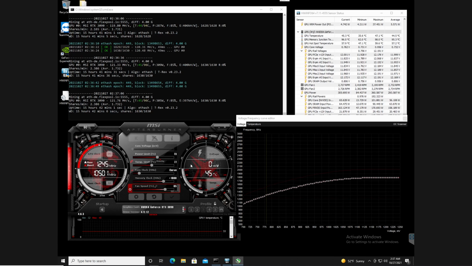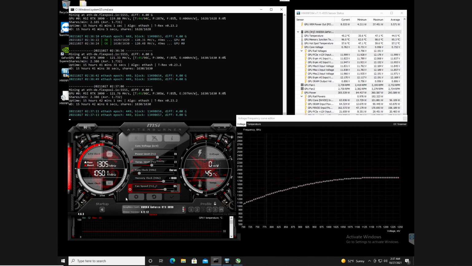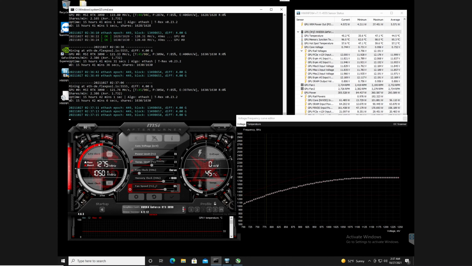So every time you're doing your OCs, check that you are stable before running your miners or anything else. This applies even to games actually, because this can lead to issues where you have crashes of your PCs or your mining software. So every time you do it, I cannot stress this enough, check that you are stable before you continue on with your work.